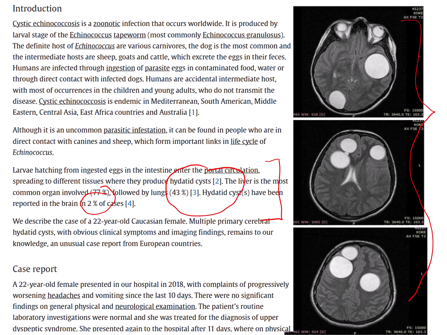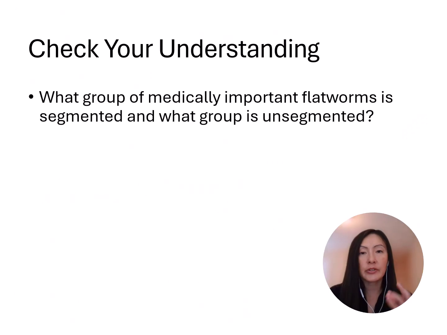All right, this is our checkpoint for flatworms in the phylum Platyhelminthes. So remember that for segmented flatworms, these are cestodes or tapeworms, and their body is made of those segments called proglottids. For unsegmented, we have the trematodes or flukes. These are flat, leaf-shaped worms that have suckers for attachment.